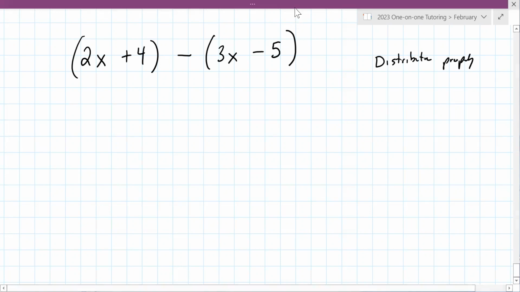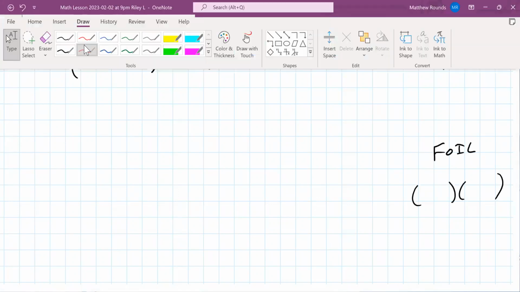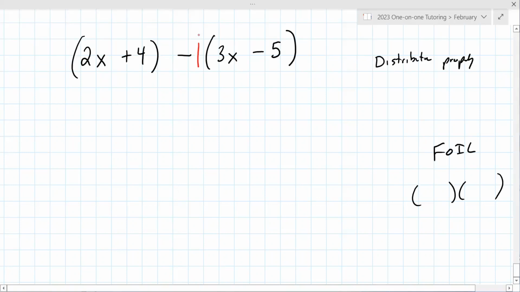Is FOIL for multiplying polynomials? Exactly, FOIL is for multiplying. But here you're actually distributing. There's really a -1 right here, and you're going to distribute that in to both of these. Have you seen that before? Is that at all familiar? Yeah, I have, and I always forget about putting the 1, and that's where I always get confused.